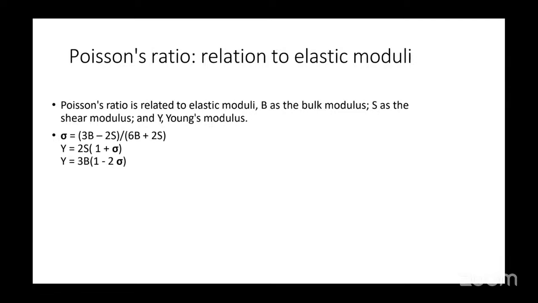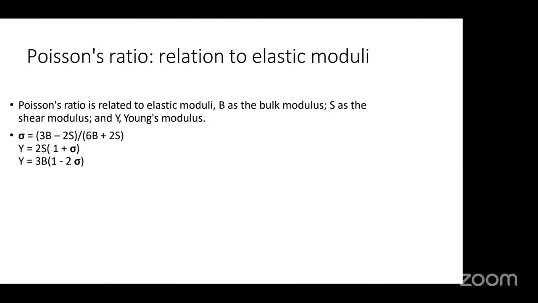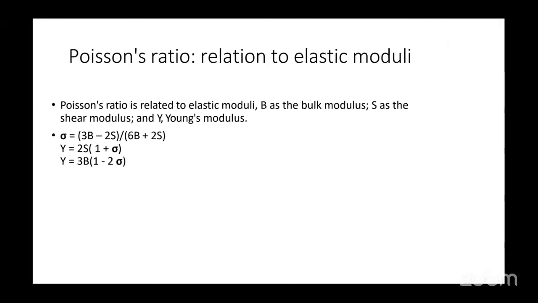And then Y is equal to 2S, Y for Young modulus, S for shear modulus, and in bracket 1 plus sigma, the sigma for Poisson ratio. And the last expression there, which is Y is equal to 3B, in bracket 1 minus 2 sigma. So this is how the three moduli are related.